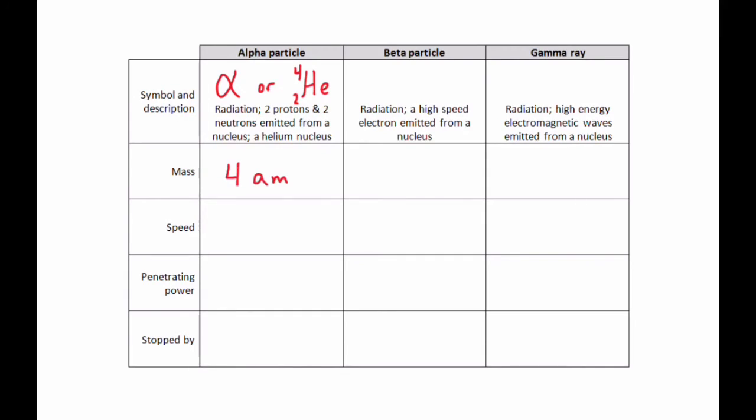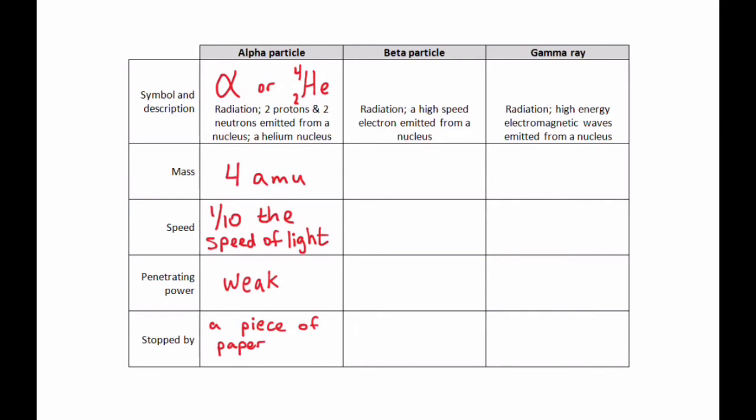The mass of an alpha particle is 4 atomic mass units. So it's pretty big. In fact, it's the biggest of the 3 that we'll talk about. Its speed is about 1/10 the speed of light. So relative to the speed of light, it's pretty slow. The penetrating power of alpha particles is weak because alpha particles can be stopped by a piece of paper.